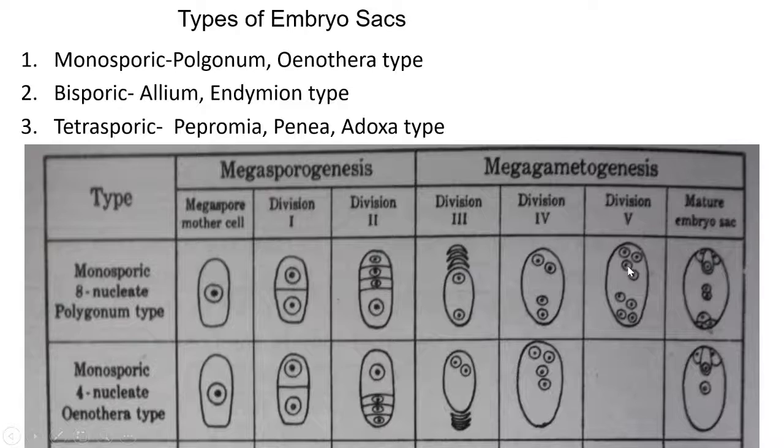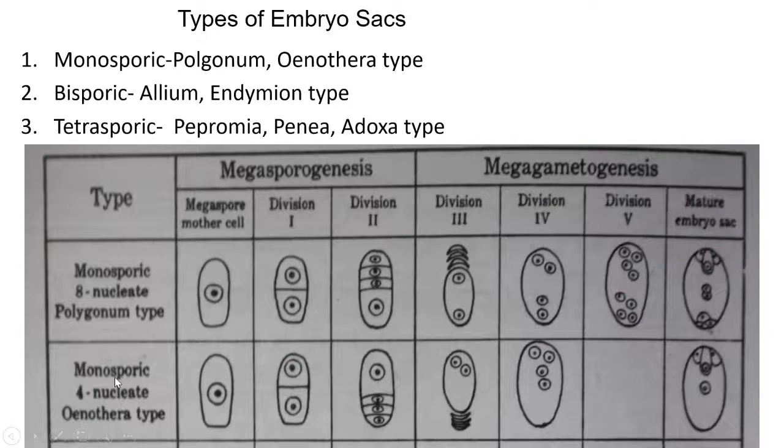And those 8 nuclei become arranged in this manner. In the last slide, we have seen a typical embryo sac, which shows the egg apparatus with one egg cell and 2 synergids, 2 secondary nuclei, and 3 antipodal cells.